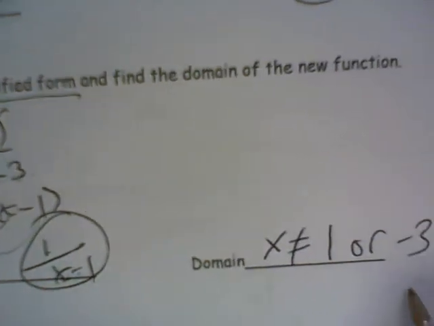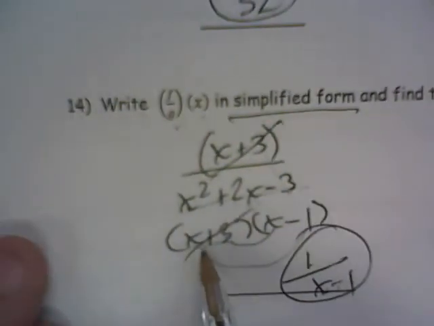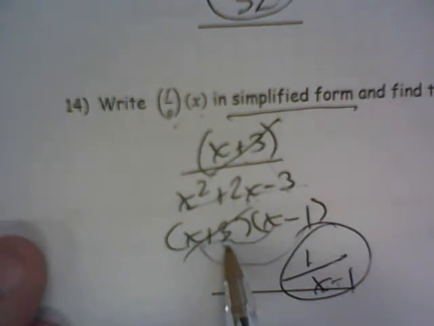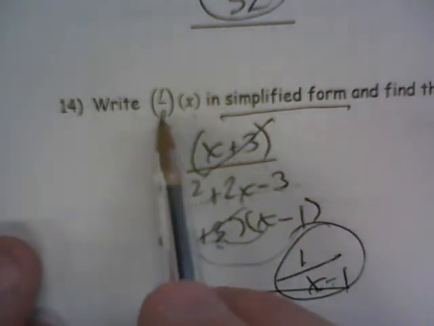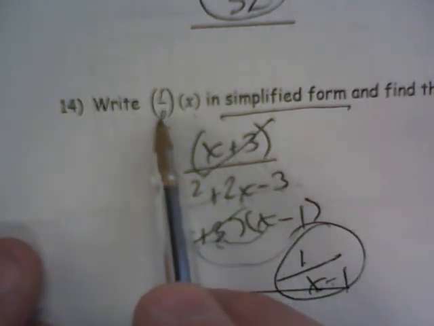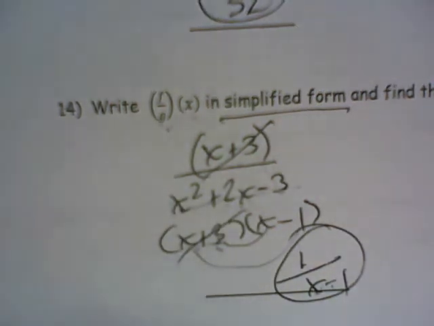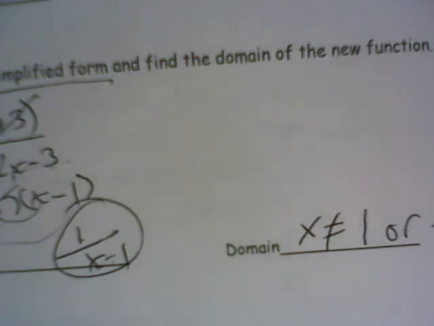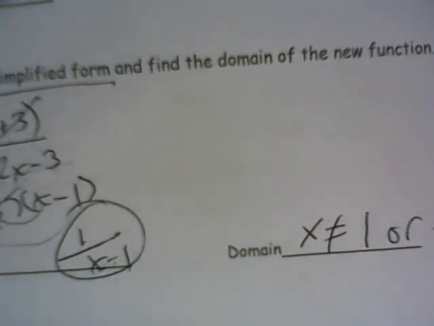And the reason it can't equal negative 3 is because if I stick a negative 3 in this process when I'm here, then negative 3 plus 3 is 0, and I'm still dividing by 0. Negative 3 would make the g of x function 0. And so if I divide by 0, it's still going to give me something that's undefined. And that's what you should have then for number 14.